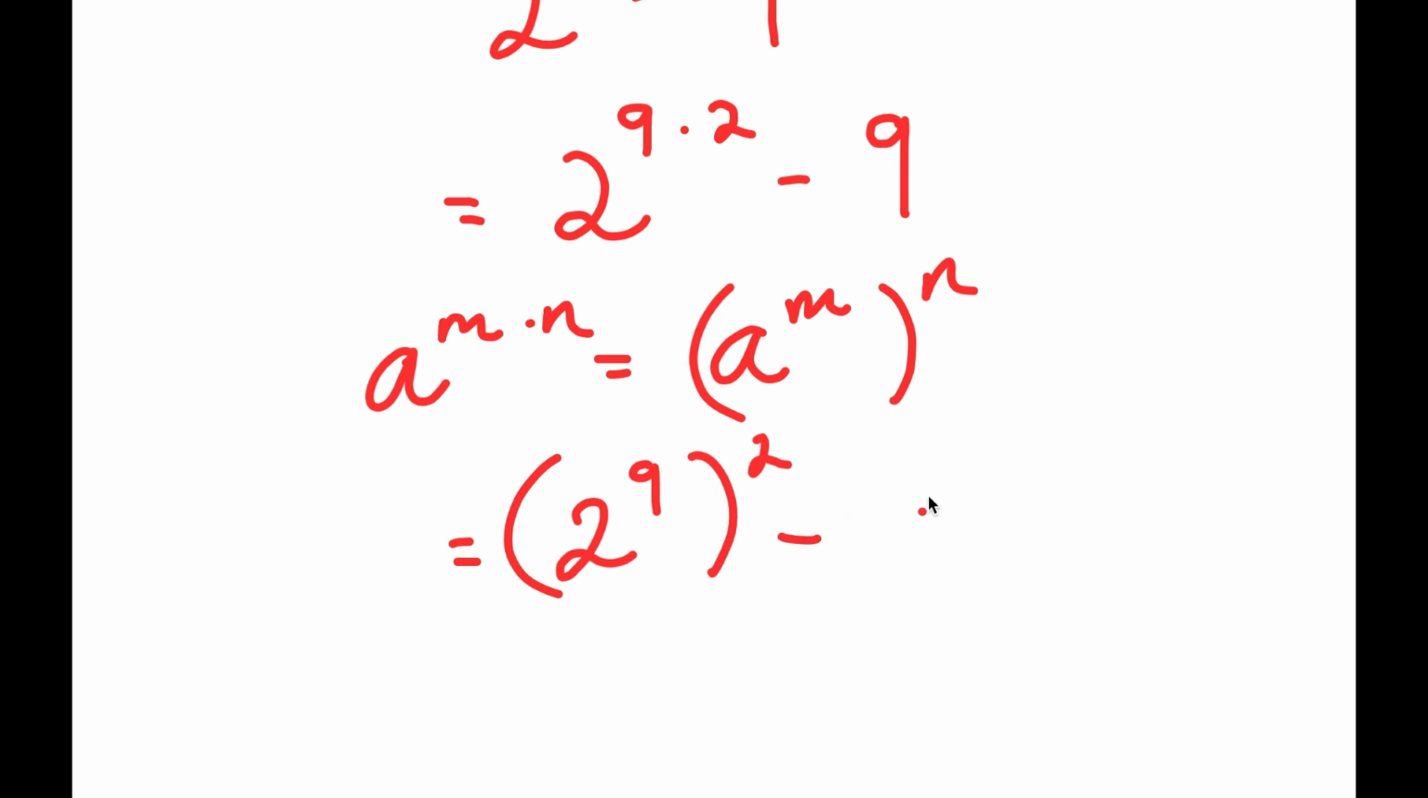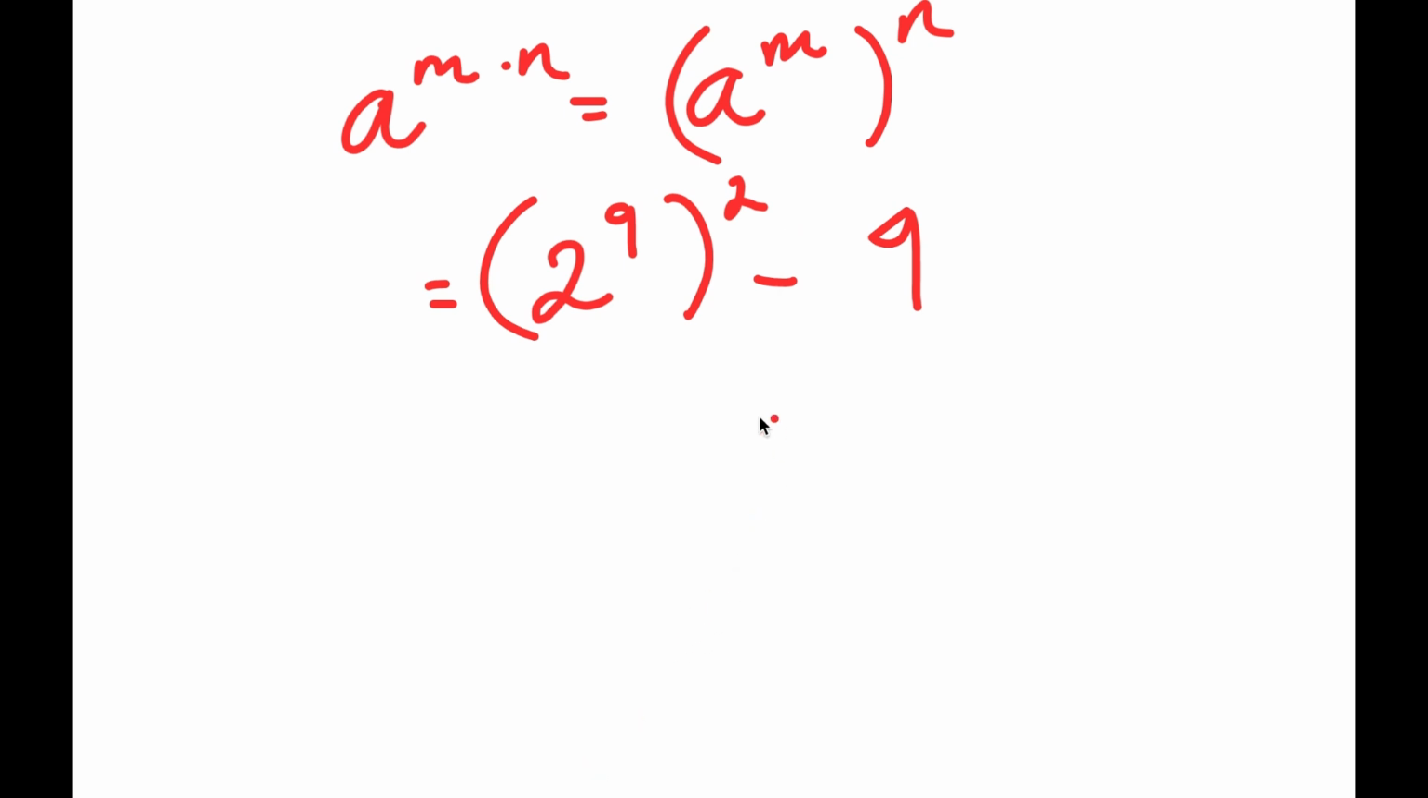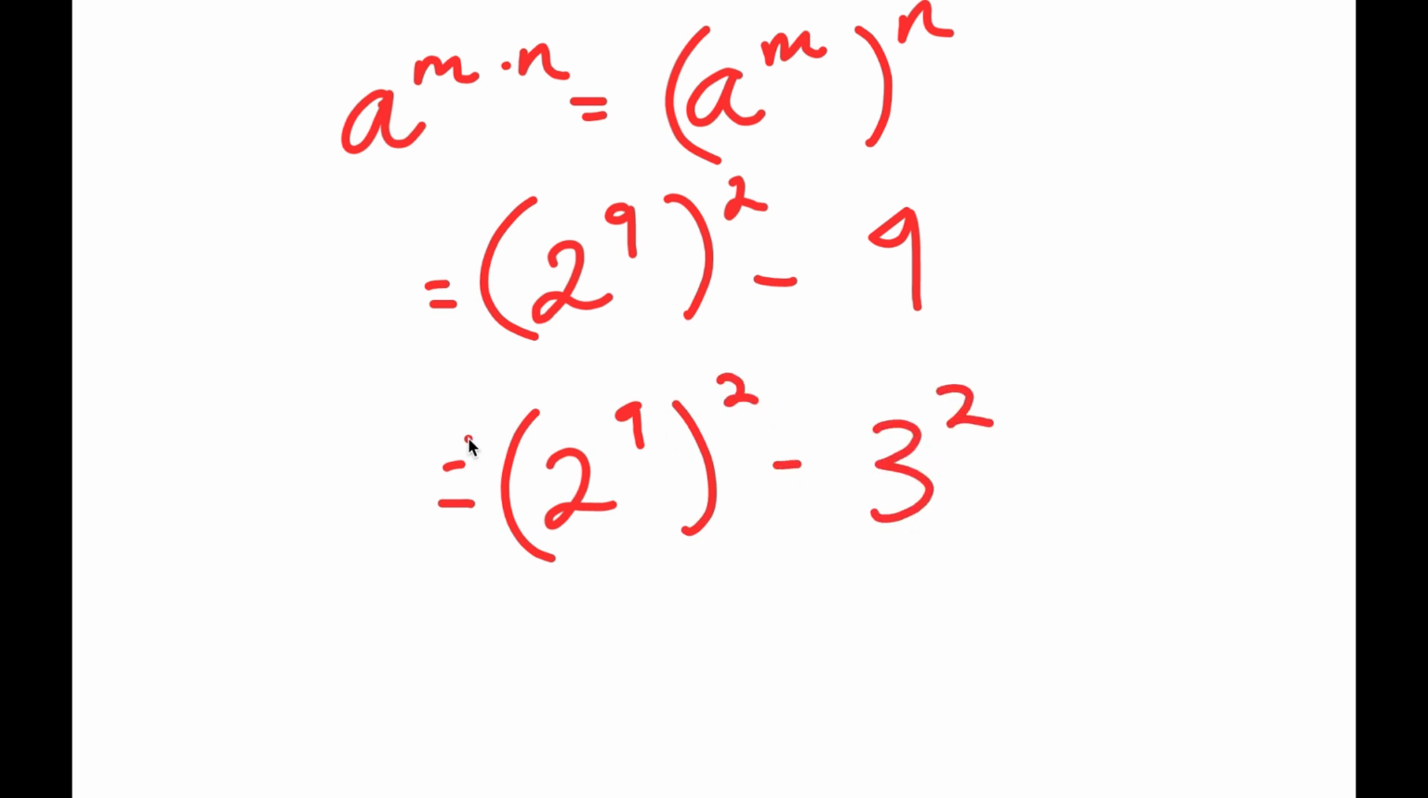And now I have this minus 9. And now 9, I'm going to rewrite this as 3 squared. So now I have 2 to the power of 9 to the power of 2 minus 3 to the power of 2.